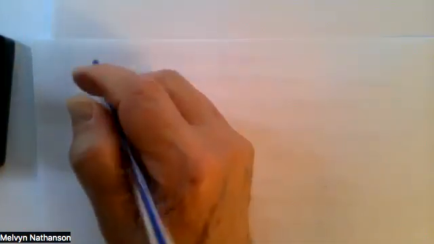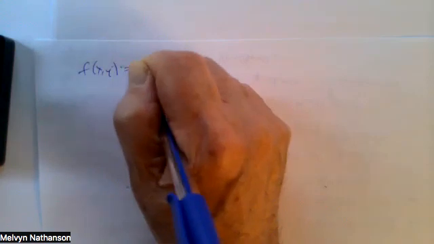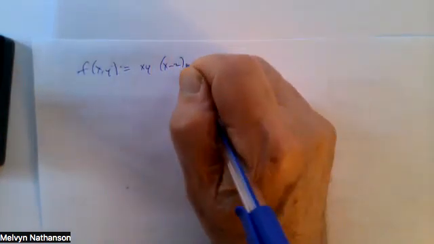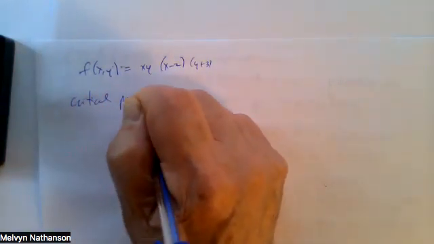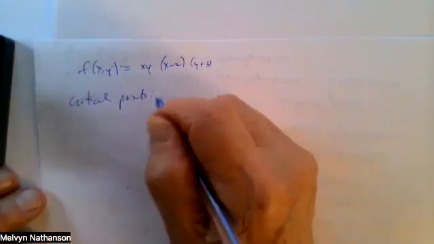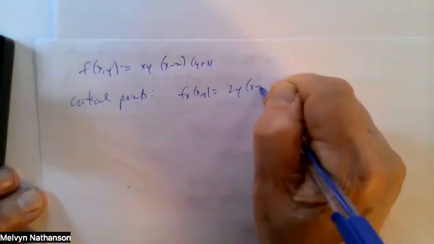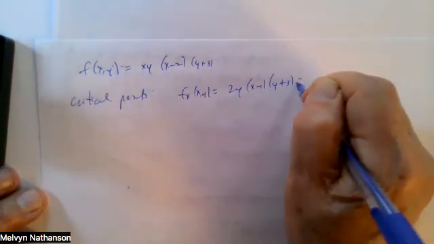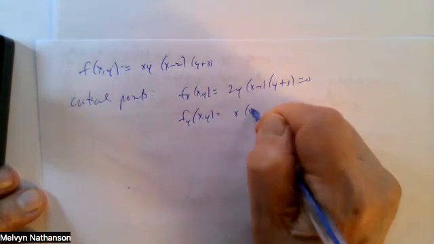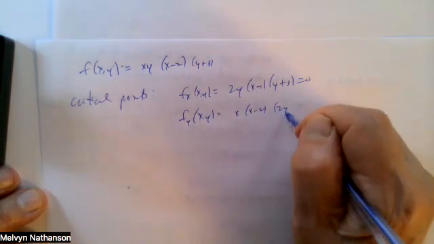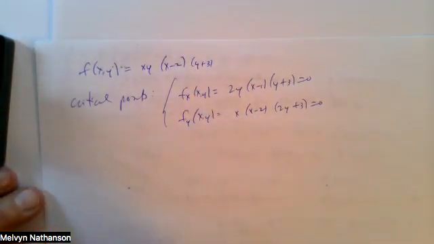So if I have the function f of (x, y) equals xy(x - 2)(y + 3), to find the critical points, these are the points (x, y) where the partial of f with respect to x, which is 2y(x - 1)(y + 3), is 0, and the partial of f with respect to y, which is x(x - 2)(2y + 3), equals 0, where both of these equations are satisfied.